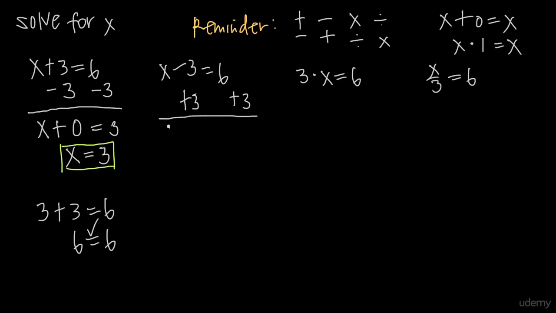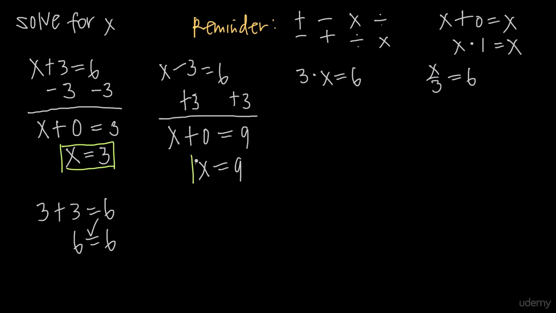Now I bring down my x. I have a negative 3 and a positive 3, that's going to be 0, so I'm going to say plus 0. Over on the right, 6 plus 3 is 9. 0 is the identity number for addition and subtraction. X plus 0 is still x. 0 doesn't change the identity of x, so I'm going to get x is equal to 9.